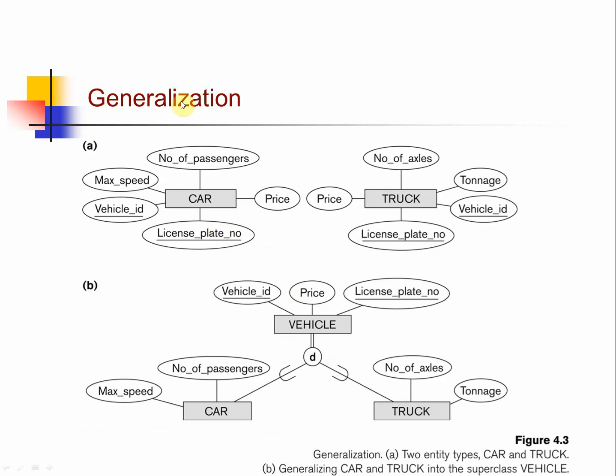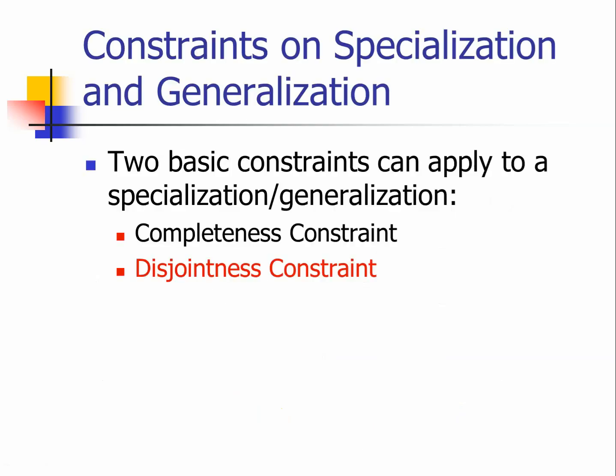On the other hand, remember this is the slide that we discussed in the generalization. We have a car entity and a truck entity, and because there are three attributes in common, we created a vehicle to form a superclass. Based on this type of operation, you can see that usually we have a double line over here, because all of those vehicles come from either the car or the truck. So that is the idea regarding the completeness constraint. What's the meaning of the single line and double line?